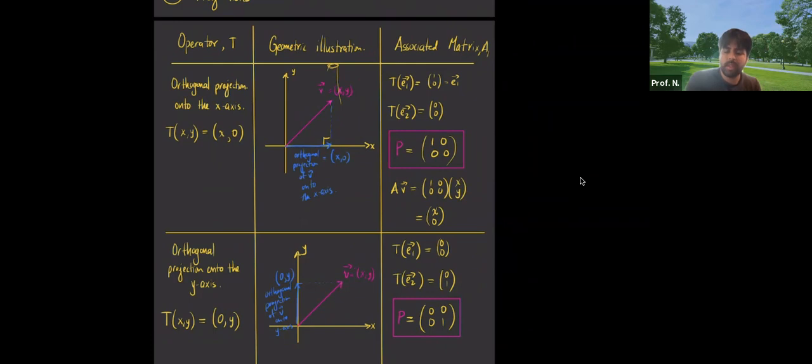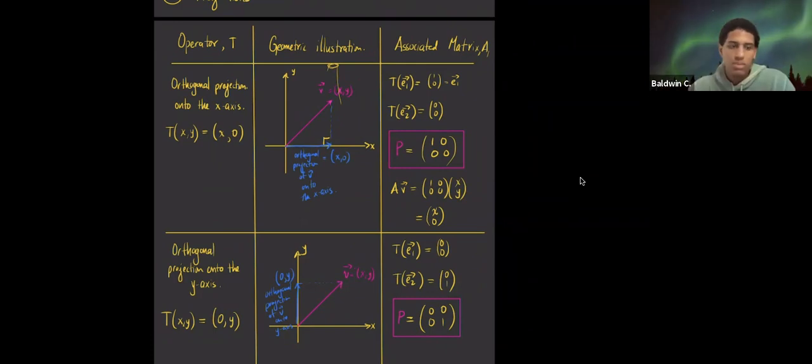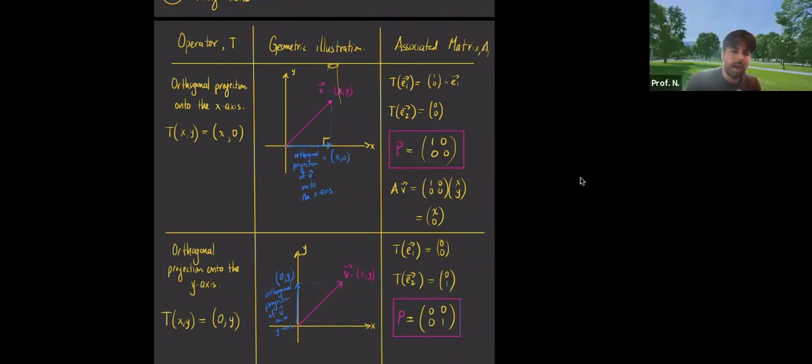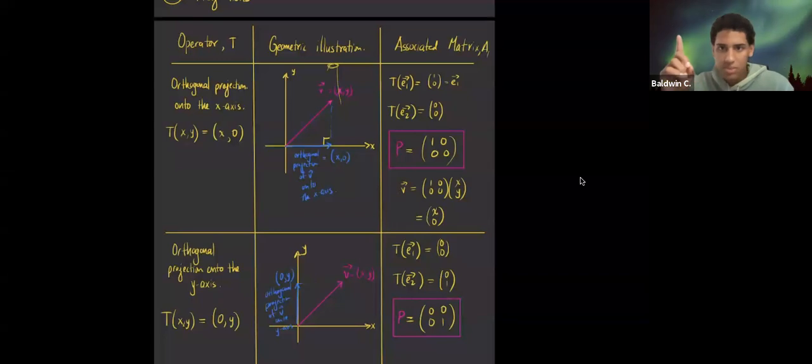Why do we do E1, E2? Because once we know what happens to those two vectors, we know what happens to every other vector, because it happens to those two first. And I can express every other vector as a linear combination of those two standard basis vectors. Does that make sense? Yes. Any questions?